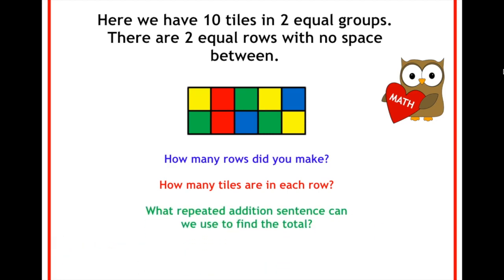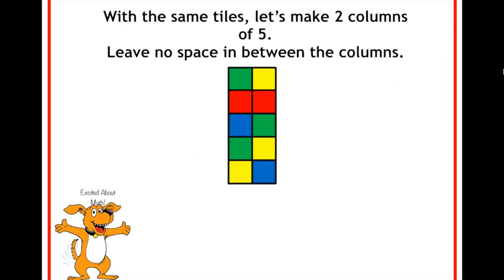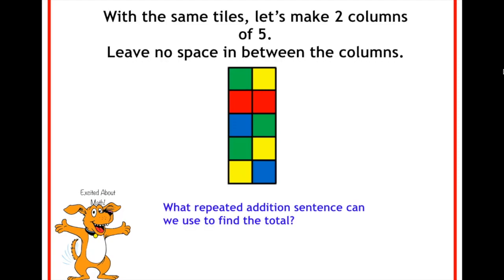What repeated addition sentence can we use to find the total? What do you notice about the shape? That's right, it is a rectangle. With the same tiles, let's make 2 columns of 5. Leave no space in between the columns, as you see here. What repeated addition sentence can we use to find the total?